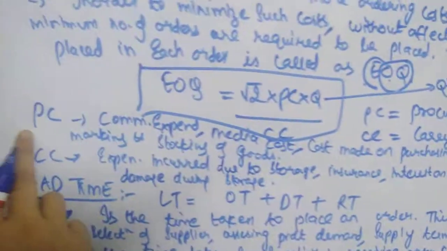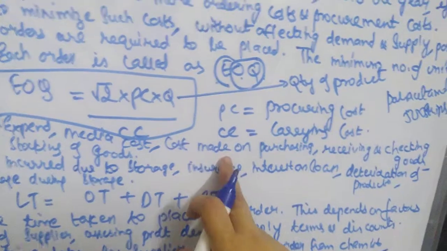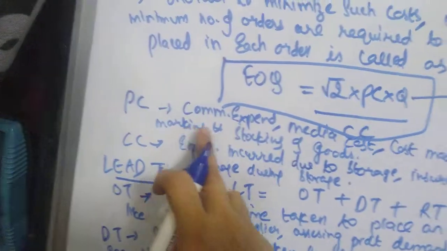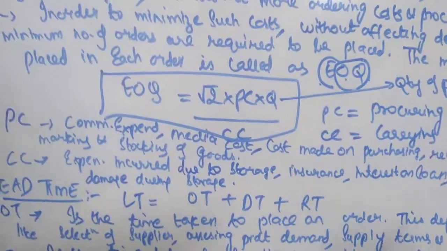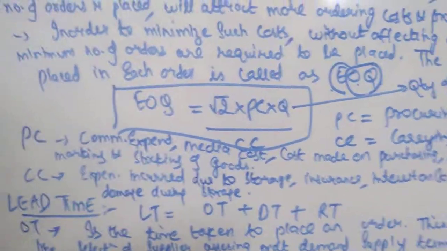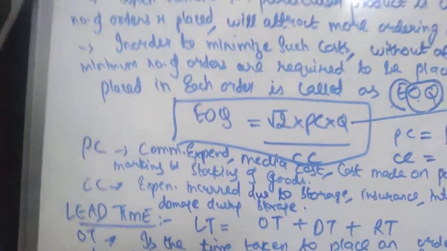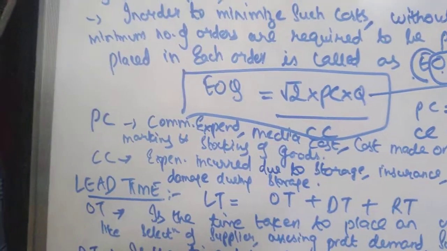So that all will come in procurement cost, which is incurred on purchasing, receiving and checking the goods, and then marking and stocking of goods. So different personnel are assigned different activities. The personnel who is assigned marking and stocking of goods, that is also another kind of cost. So that will come under your procurement cost.